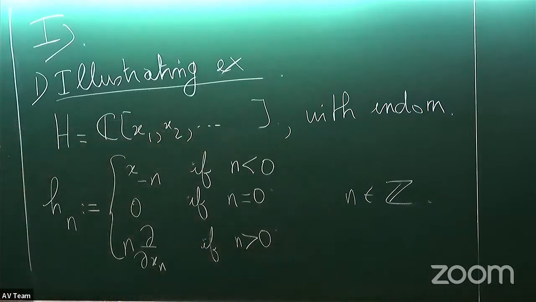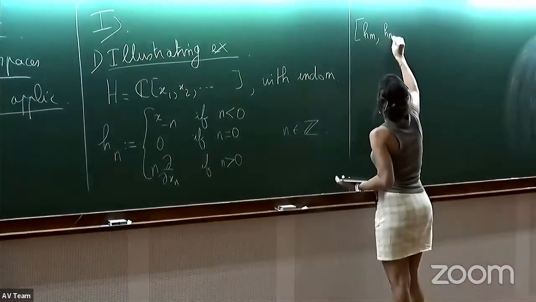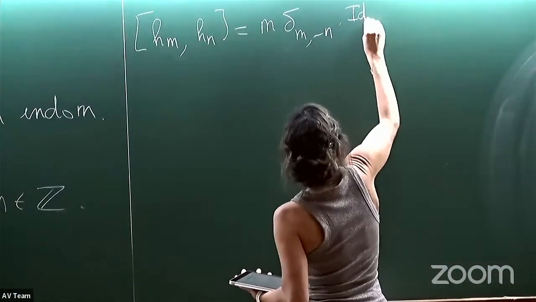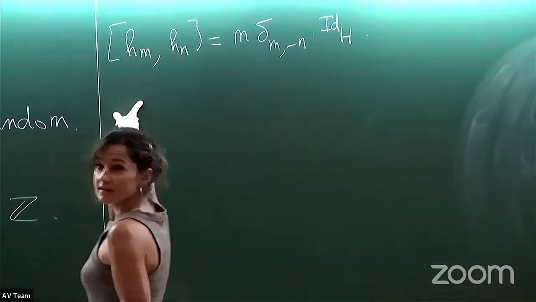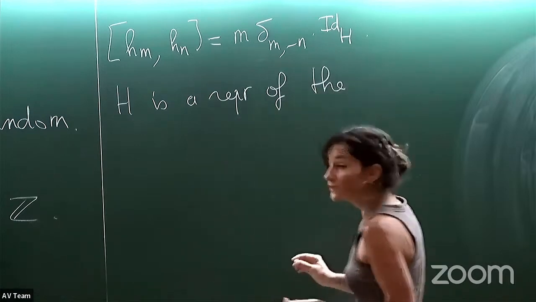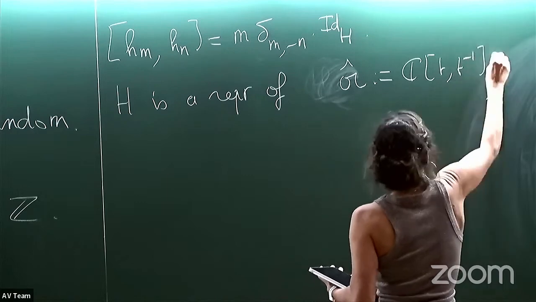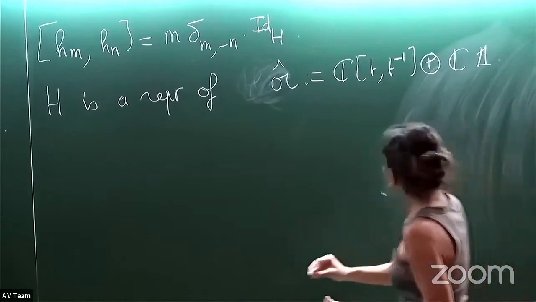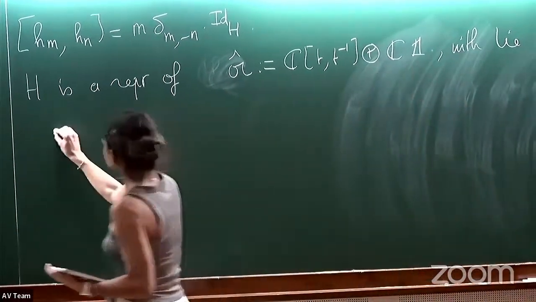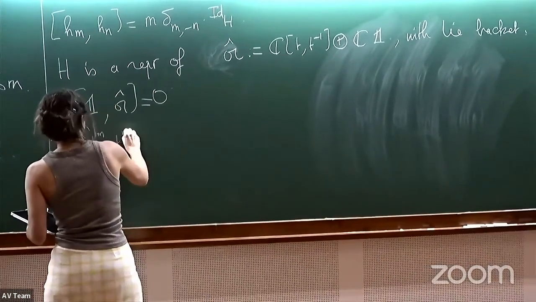All right, so this is an endomorphism which acts on H. And then you can compute the commutators. And you easily observe that this is n times the Kronecker symbol times the identity on H. All right. So what does that mean? It means that H is a representation of the following infinite dimensional Lie algebra that I denote H hat, defined as follows, with the following bracket. So 1 here is central. And the commutator between powers like this is just that.